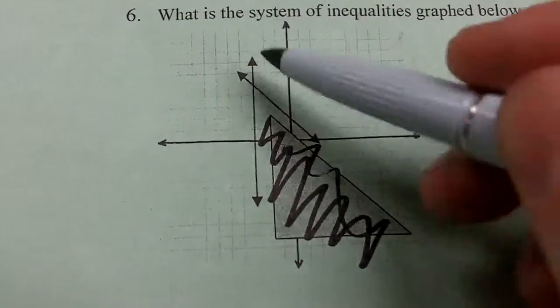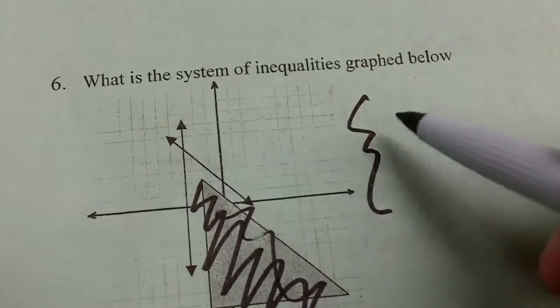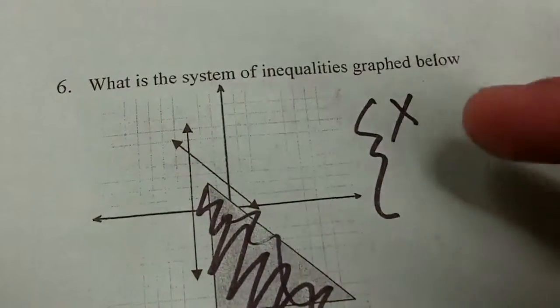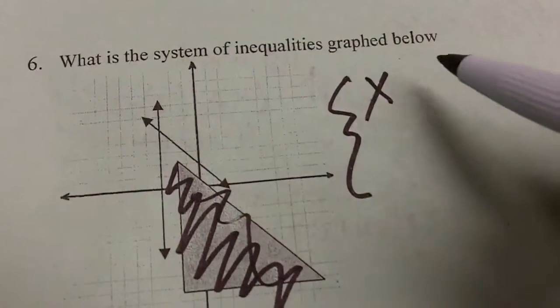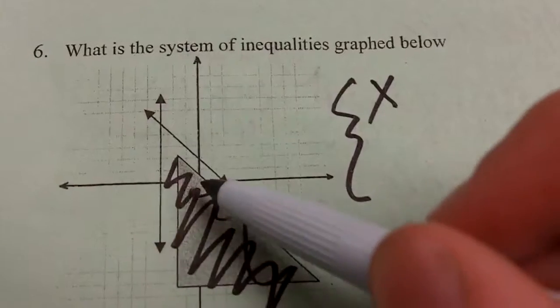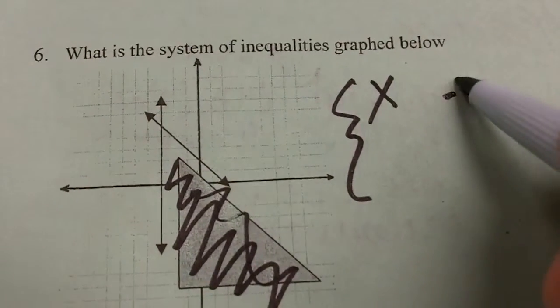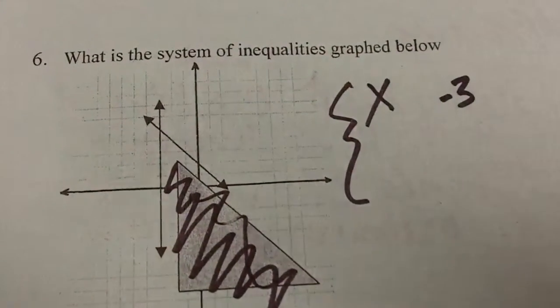I need to write these two inequalities. I'm going to do the vertical line first. Vertical line is always x and then stuff on the other side. That's the only time it's an x on the left side, otherwise usually it's a y. The x is going through the point negative 3, so I know it's a negative 3 on this side. This is how vertical lines always work.